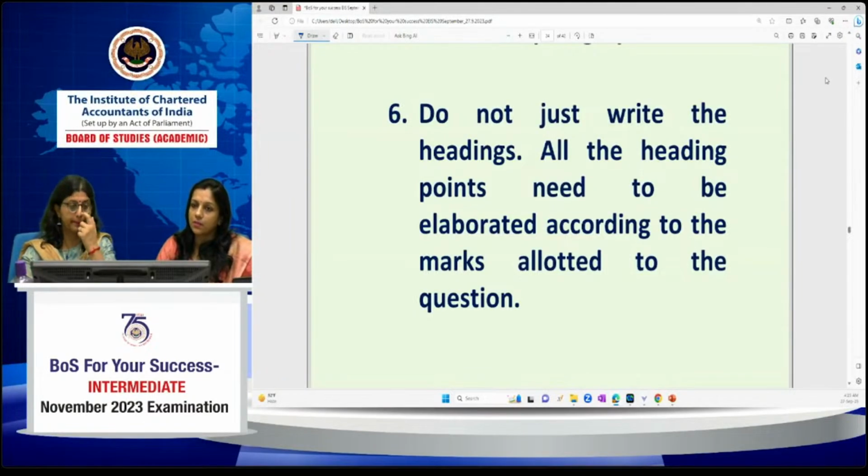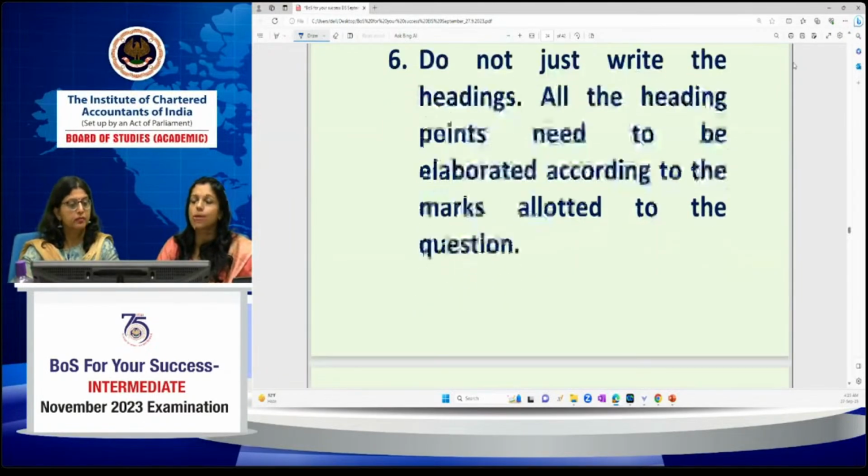Because in your study material, if you see, there are so many examples given over there to make you understand the topic. That doesn't mean that without explaining or writing anything about the topic, you start giving the example. Example is the support to your answer. But that is not an answer.